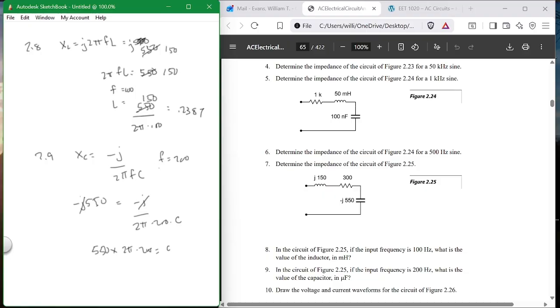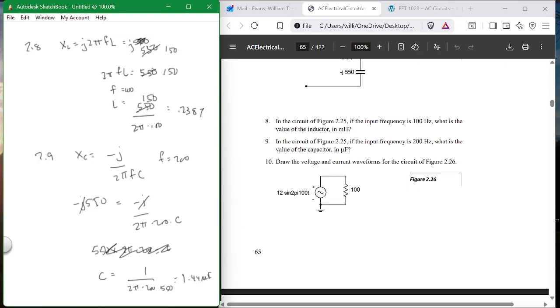Let me get this right. So X sub C is 550. So this C goes over here, and everything else goes... I got that backwards. C is equal to 1 over 2 pi times 200 times 550, or 1.44 times 10 to the minus 6, or microfarads. That's 9. Basically all this is asking you to do is to work through that formula. That's number 8 and number 9.